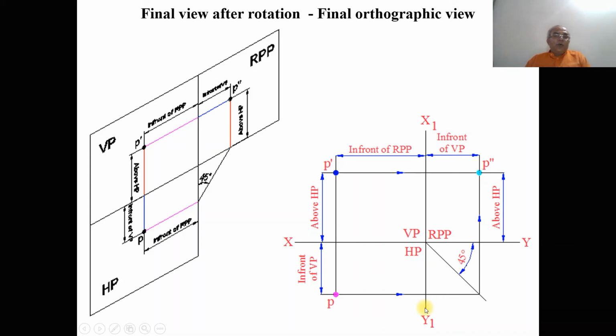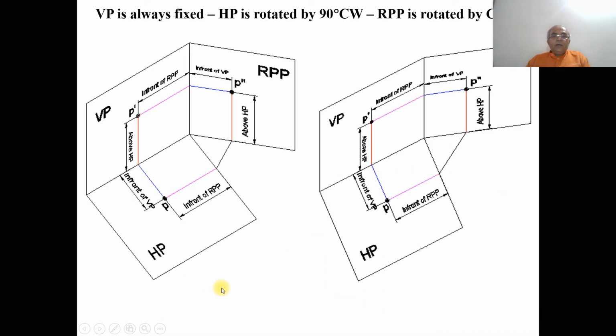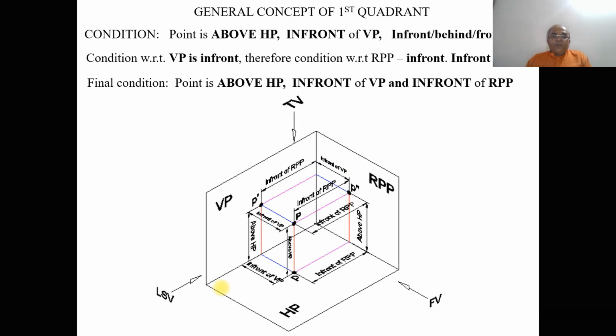Then the distance above HP is seen in the vertical plane. So the above HP distance is in the vertical plane, and the distance with respect to VP is seen in the horizontal plane. So HP is down, it will be rotated, and you will get the image here. Now when you come to the profile view, when you look from the side view, we can see that P is here, P double dash is here. Above HP is vertical here, and in front of VP has become horizontal here.